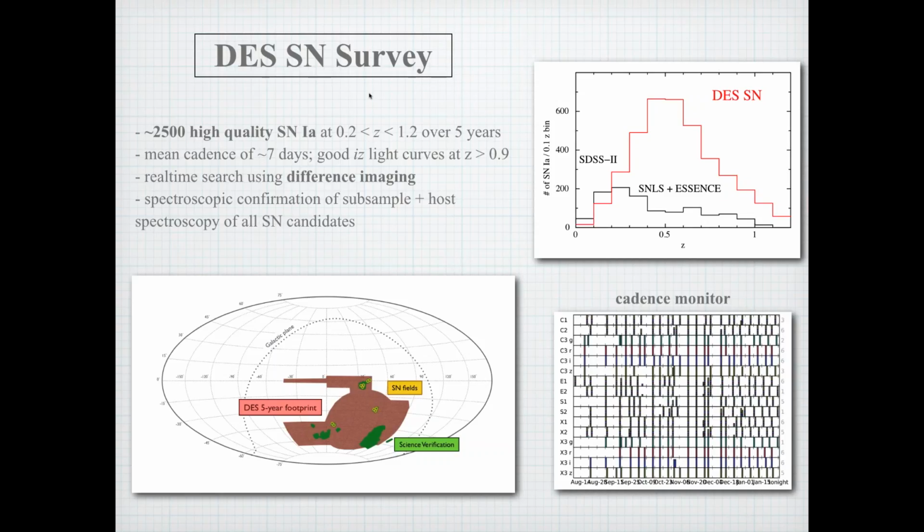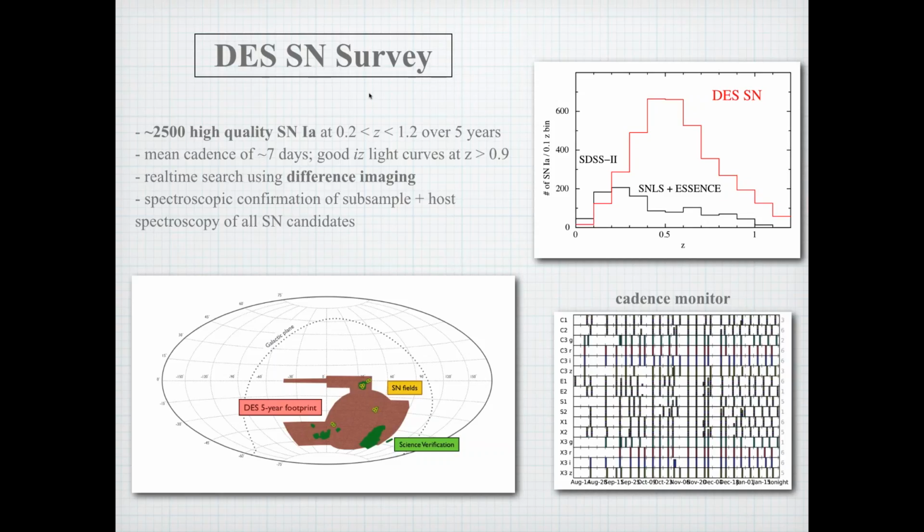We do real-time searching using difference imaging. So we take a picture one night, you subtract it, and then you look for things. I'll say a few more things about that. We can't get a spectrum of every type Ia supernova that we find. 2,500 Ias over 5 years out to redshift 1 would require dedicated 10-meter telescopes, which we don't have.